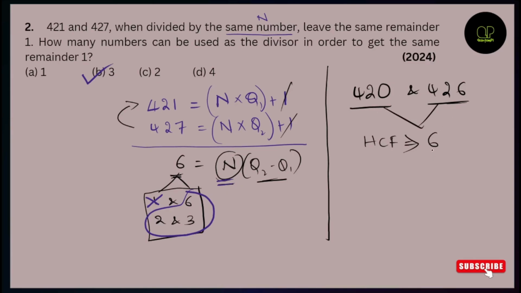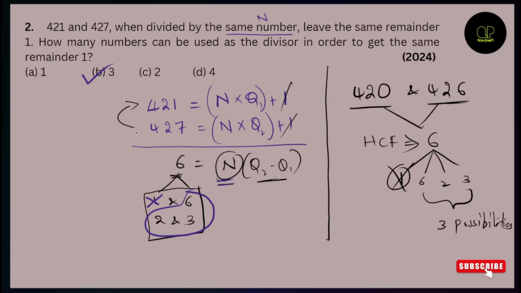Now, as I said, if 6 is dividing, 1 also can divide those numbers. 6, 2, and 3 also can divide these numbers, right? But as I said, at the end, they asked how many numbers can be used as a divisor in order to get the same remainder 1. With 1, you do not get the remainder 1. So you get 3 possibilities.